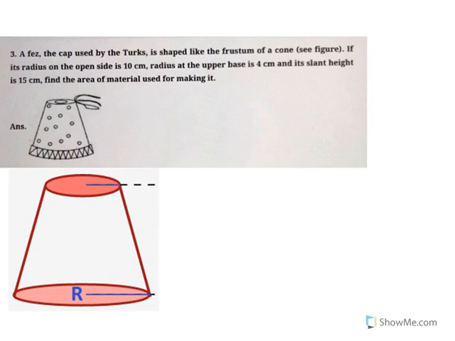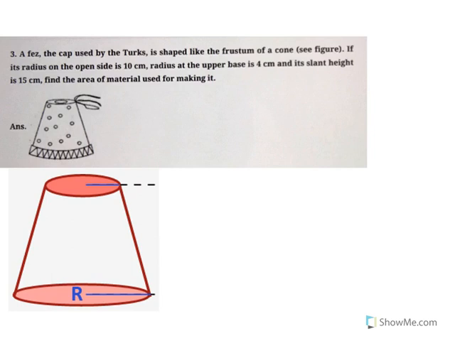A fez, the cap used by Turks, is shaped like the frustum of a cone. You can see it in the figure here. That's the cap, the Turkish cap. If its radius on the open side is 10 centimeters, the radius at the upper base is 4 centimeters, and the slant height is 15, find the area of material used for making it.